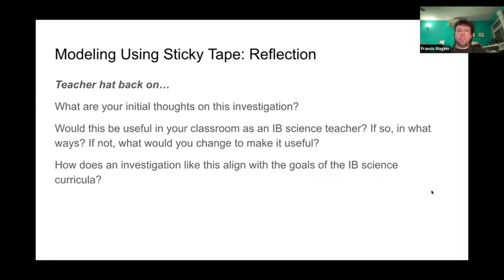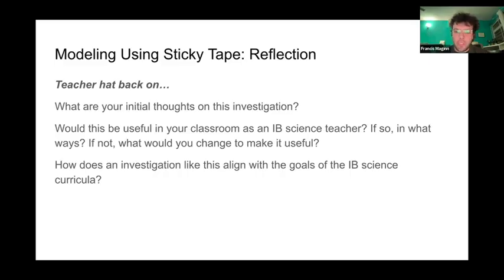So just thinking about this as a teacher now, what do you initially think about this investigation? Would you find it useful in your classroom? Specifically in an IB classroom, because we know how much content there is to cover in an IB science class. Is it worth spending the time on something like this? And how does an investigation like this align with the goals of the IB curricula?